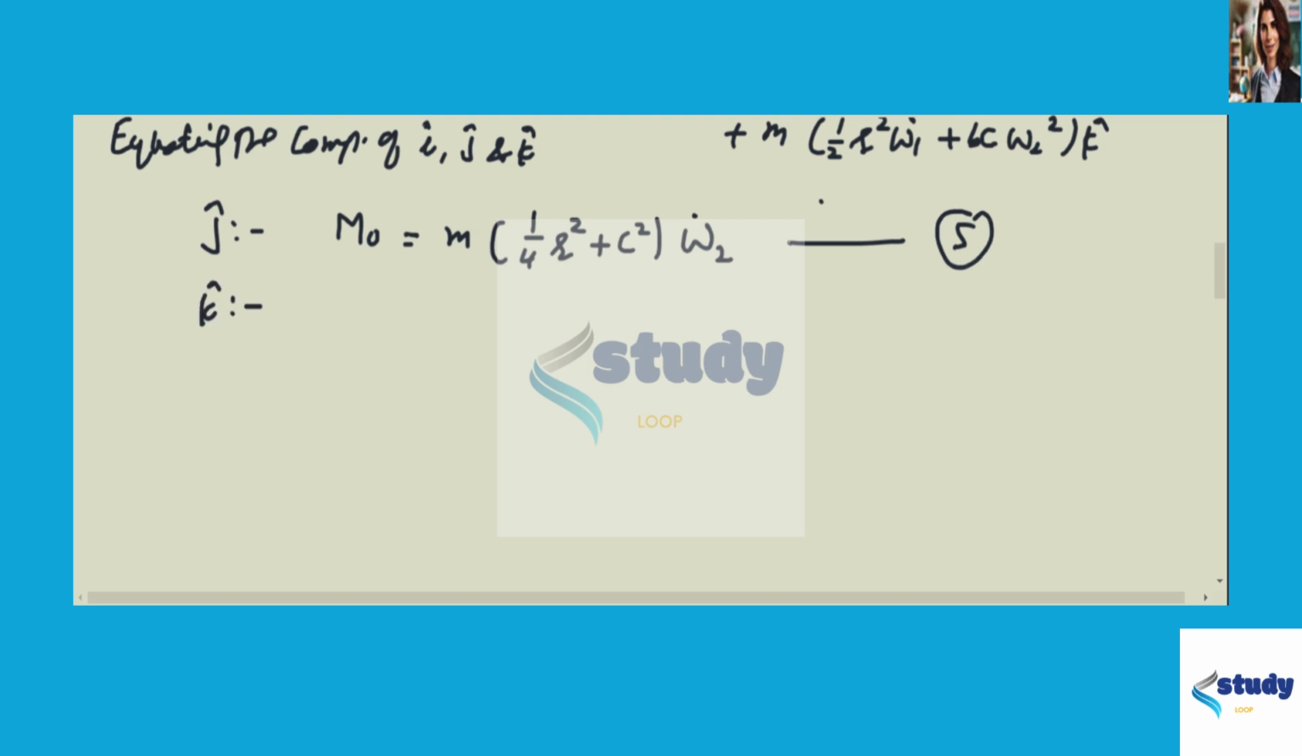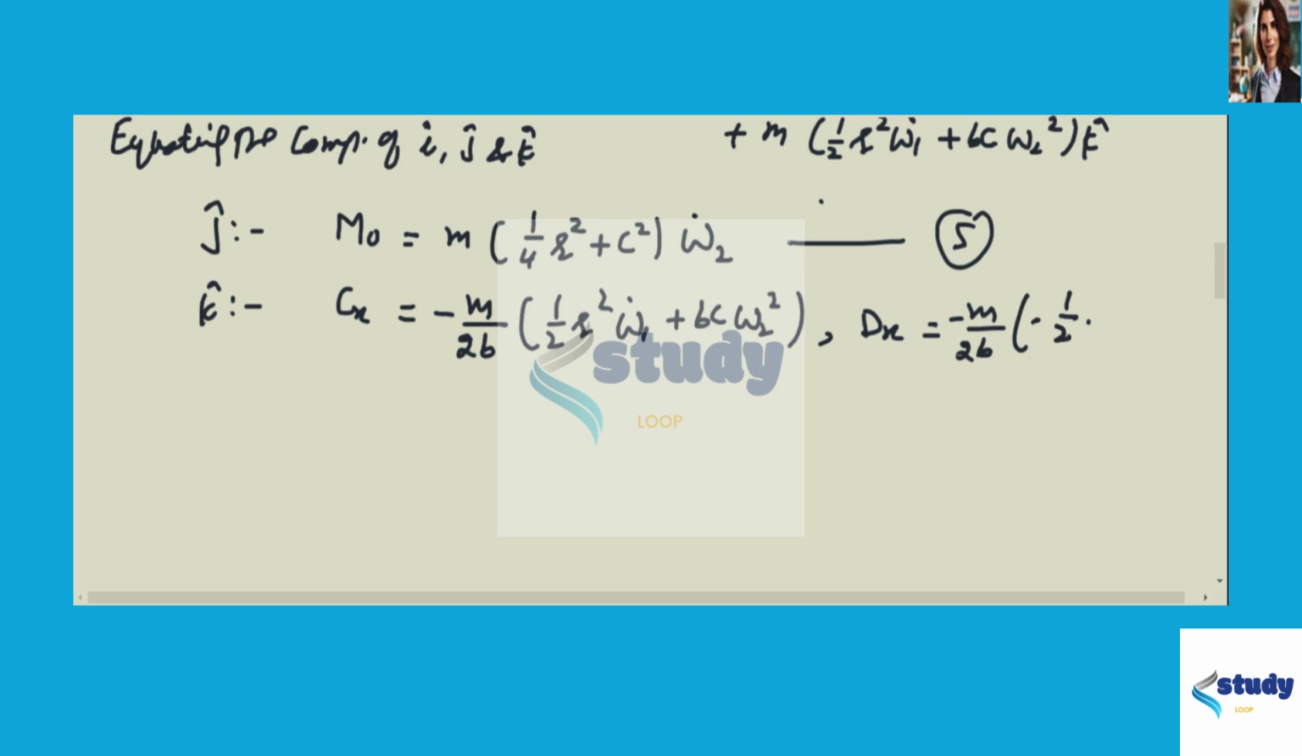Equating the coefficient of k cap, C x will be minus m upon 2b into half r square, rate of change of angular velocity omega dot 1 plus b c omega 2 square, and D x you will get minus m upon 2b into minus half r square, rate of change of omega 1 with time, plus b c omega 2 square. Say equation number 6.